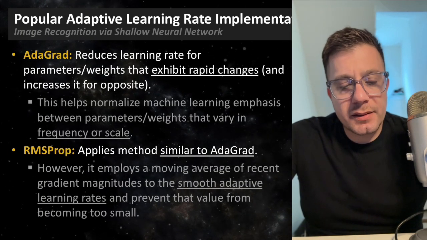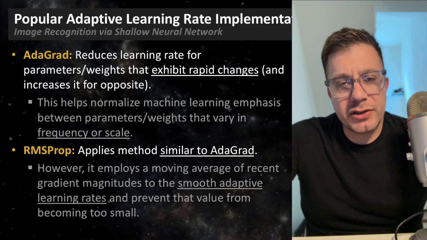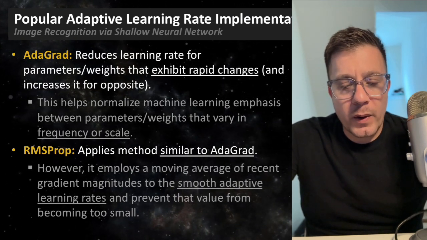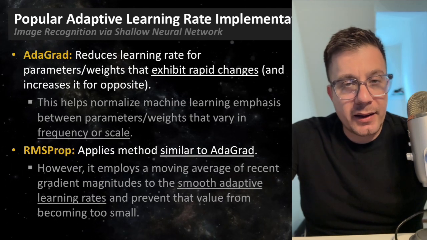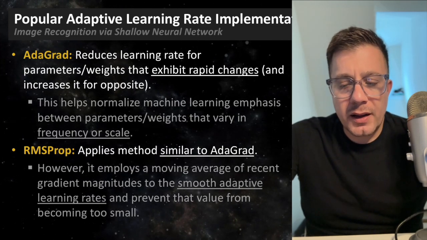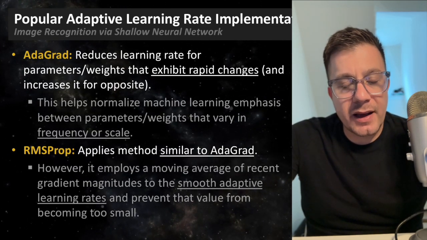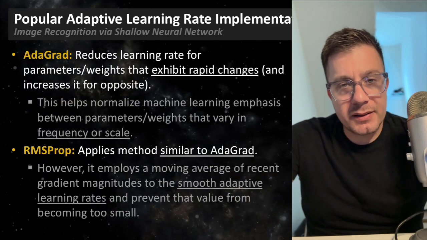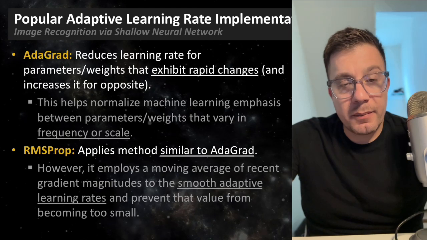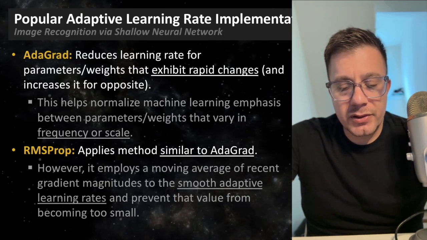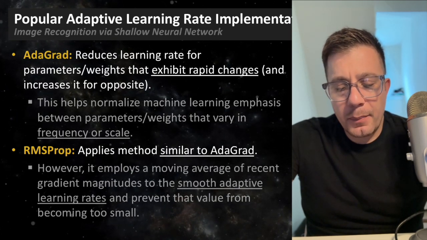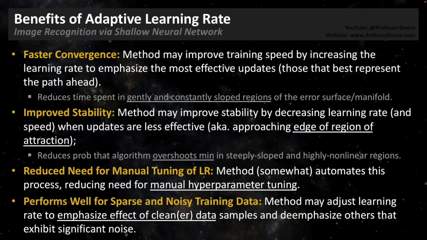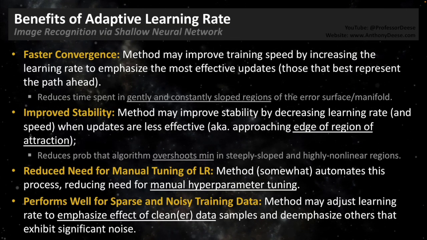Next, I wanted to discuss some popular adaptive learning rate strategies supported by PyTorch. One is Adagrad. This reduces the learning rate for weights that exhibit rapid changes and increases it for the opposite. This helps to normalize machine learning emphasis between weights that vary in frequency or scale. There's also RMSprop, which applies a method similar to Adagrad. However, it employs a moving average of recent gradient magnitudes to smooth the adaptive learning rates and prevent any value from becoming too small.